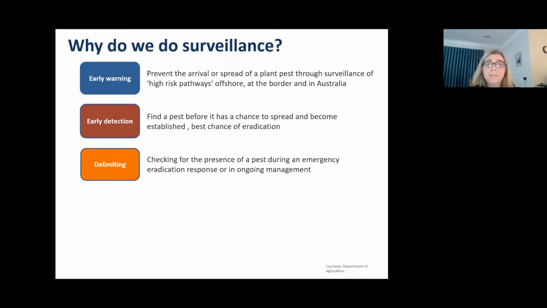So during an eradication program, we also do surveillance, and this is done to try and work out how far spread a pest is, and that will ultimately define whether we can even effectively do eradication in the first place. And if we can, then where do we need to take action in order to eliminate that pest?